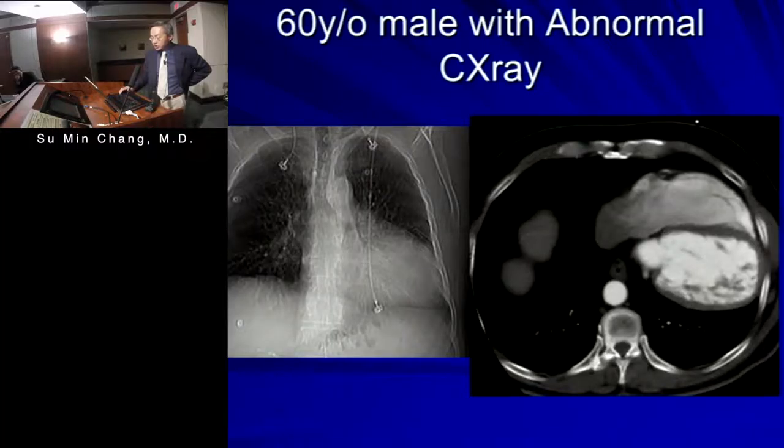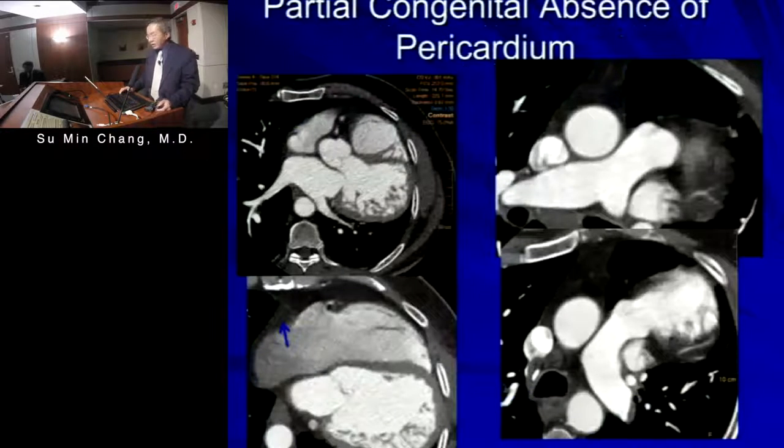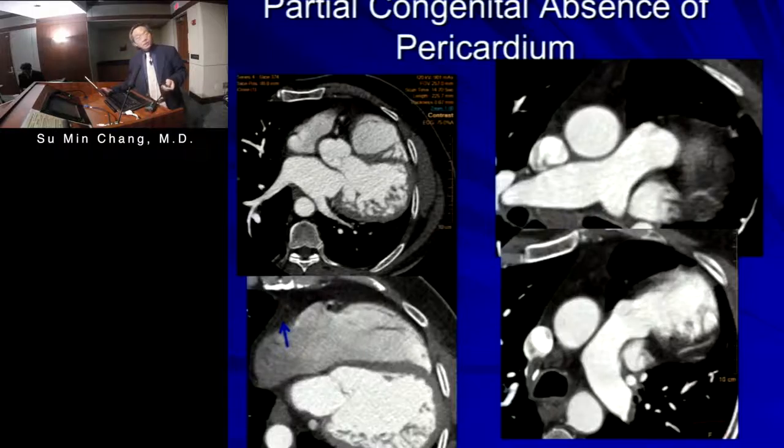You can see the cardiothoracic ratio and dilated heart, and pretty much the heart was shifted to the left side. The non-gated CT done elsewhere showed the heart is completely herniated toward the left. Obviously, one of the other conditions would be pneumothorax, which this patient doesn't have. This patient has what we call partial congenital absence of pericardium. You can see the small thin white line that you can normally see is absent on the left side. On the right side, I'm sorry.